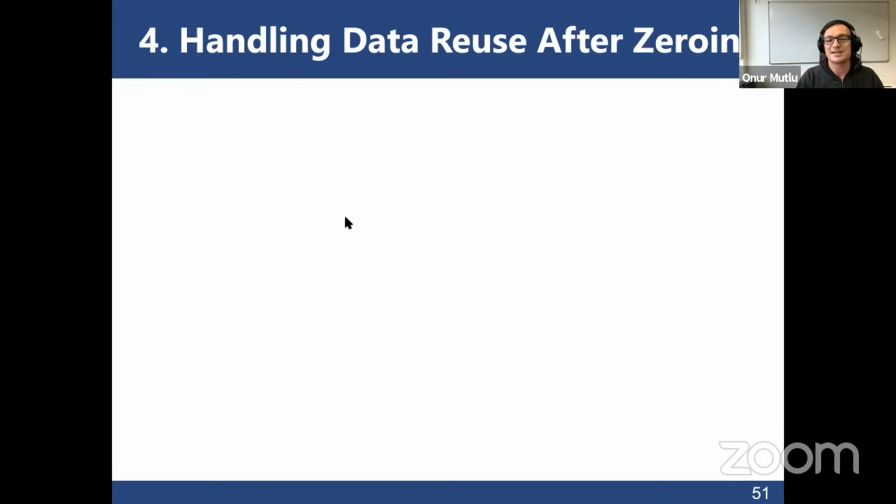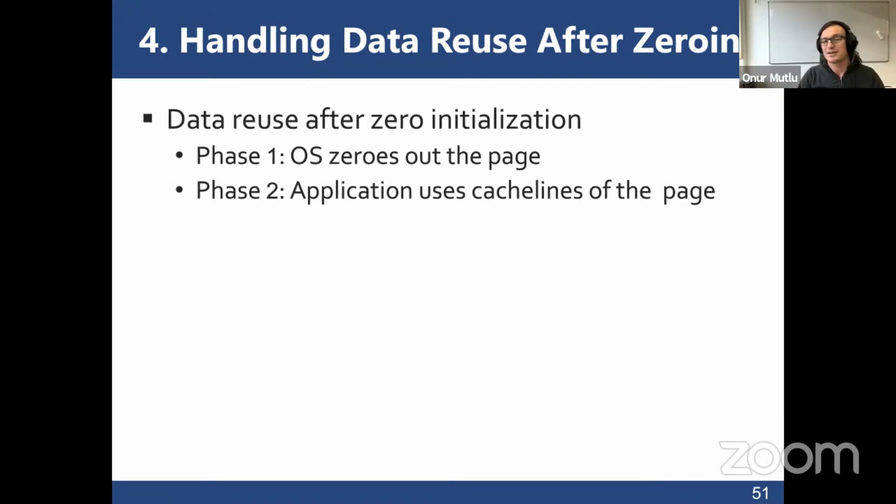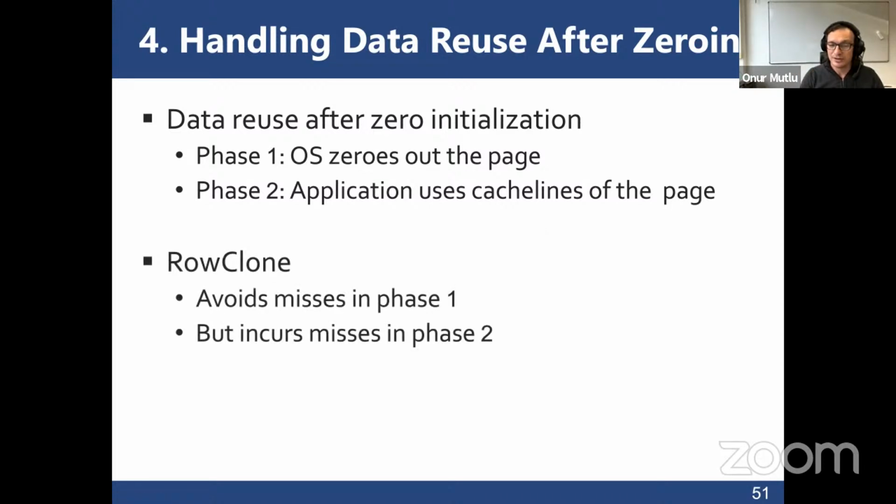And finally, there's another issue of handling data reuse after zeroing. You've zeroed a destination row. What if you need to reuse it? This becomes a bit interesting. Basically, the paper realizes that there are two phases over here. The operating system zeroes out the page, and if you do initialization, the application then uses cache lines of the page. So RowClone is good at avoiding misses in phase one by doing it inside the DRAM, but it incurs misses in phase two because it doesn't update the cache.